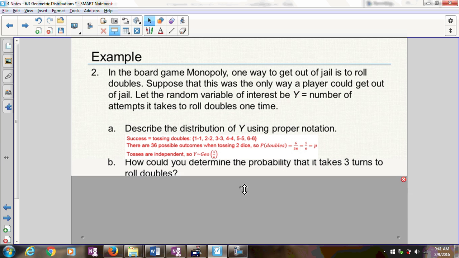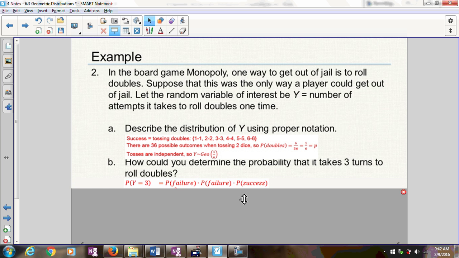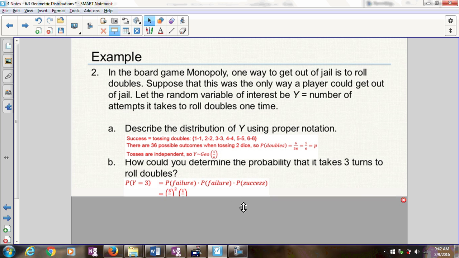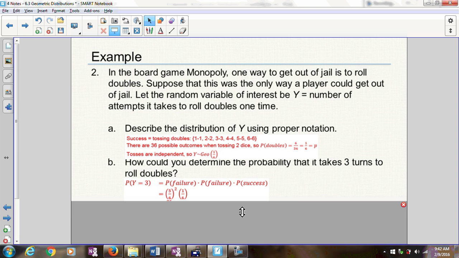In the next one, it says, how could you determine the probability that it takes 3 turns to roll doubles? Well, that means I've got a failure on the first roll, a failure on the second roll, and a success on the third roll. Well, if my trials are independent, then I can just multiply my probability of failure times the probability of failure times the probability of success. Well, if success has a probability of 1/6, then that means failure has a probability of 5/6. So that's essentially (5/6) to the second power times 1/6.